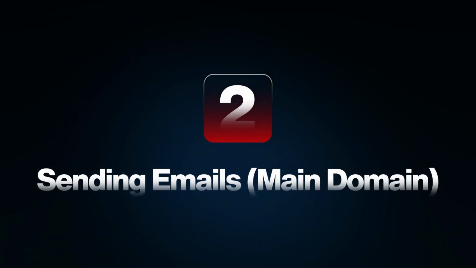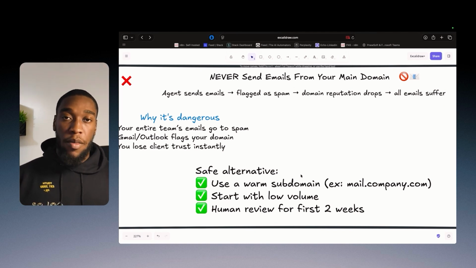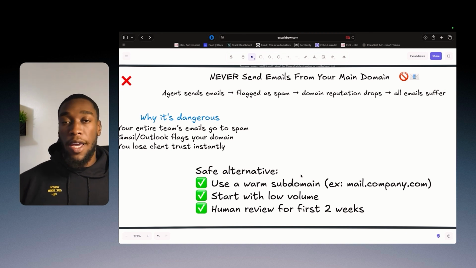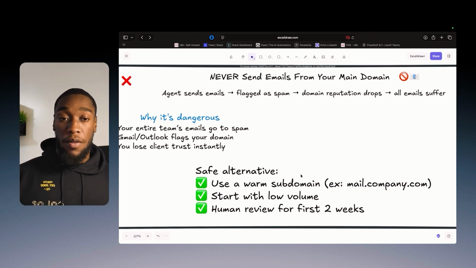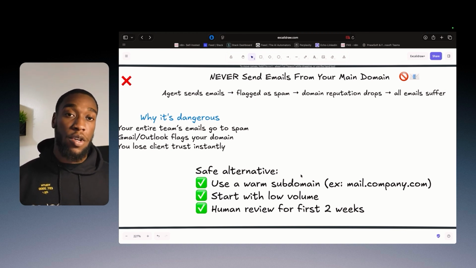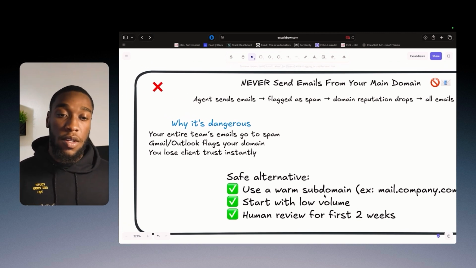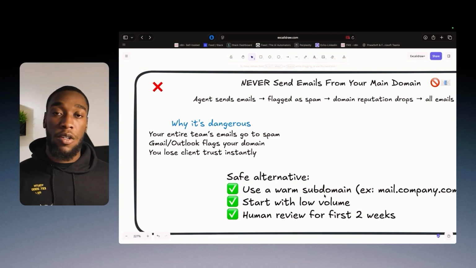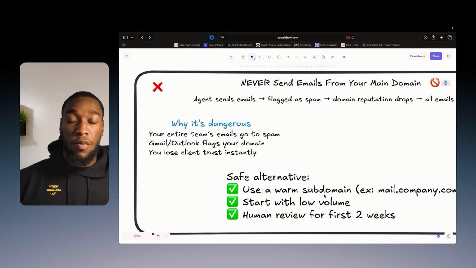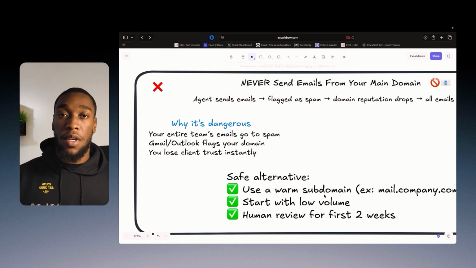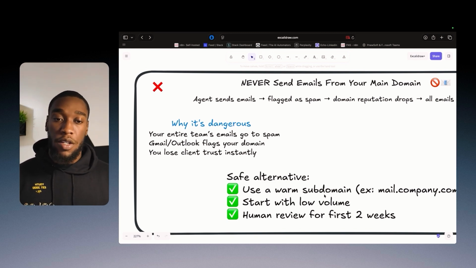Moving on to the next thing you shouldn't let OpenClaw do: never send emails from your main domain. Now, OpenClaw has access to many of your different platforms that you might use in your day-to-day, including emails. And let's say the agent sends emails, and then they're flagged as spam, and now your domain reputation drops and your emails suffer because of that. This is dangerous because your team's emails go to spam, so they never reach your intended receiver. And now Gmail and Outlook flag your domain, which is what you probably use internally to operate your business. And now you lose client trust instantly.